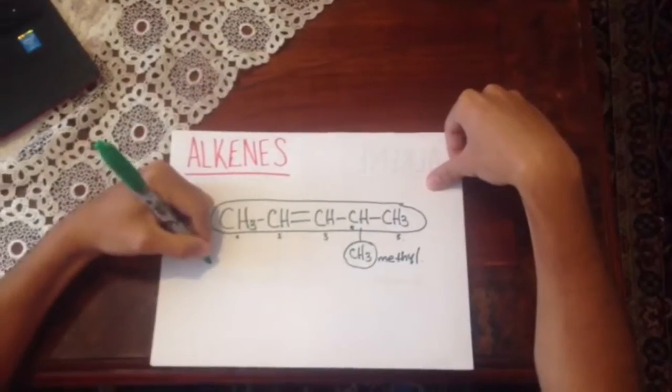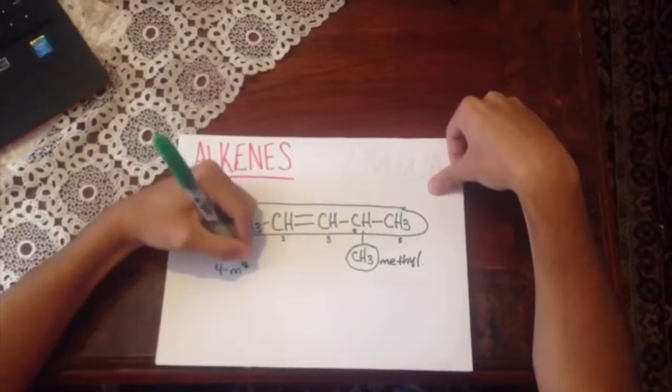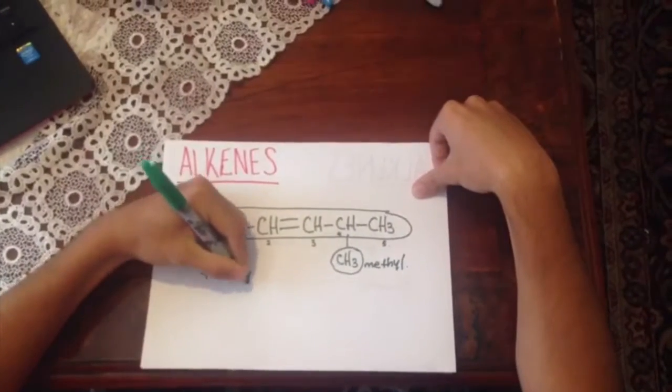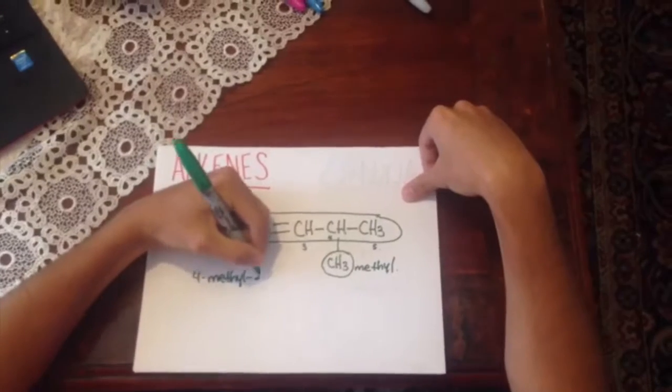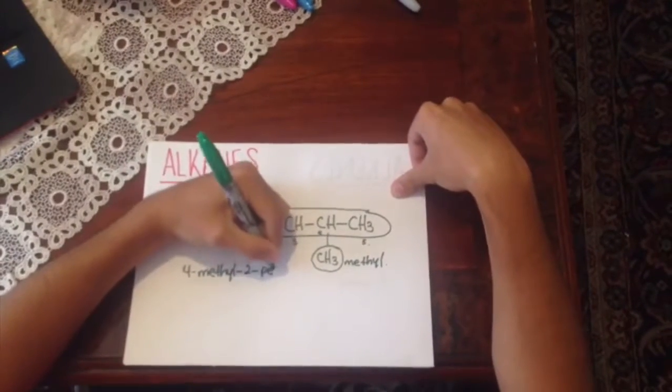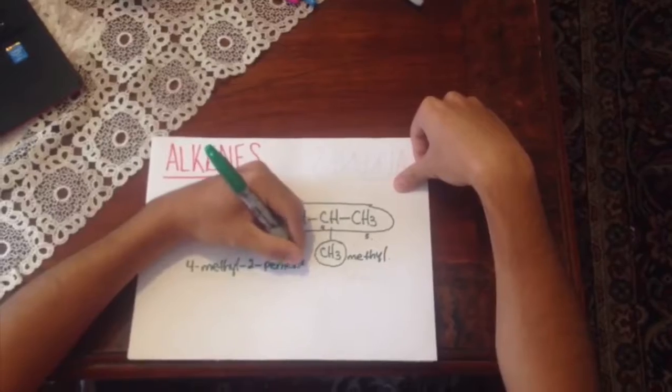Cyclic alkenes are named in much the same way as cyclic alkanes. However, carbon number 1 must be one of the carbons connected by the double bond.